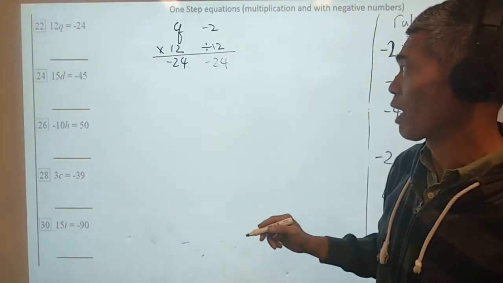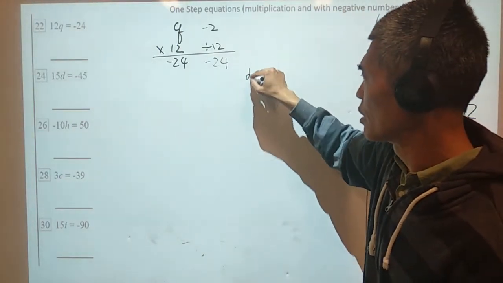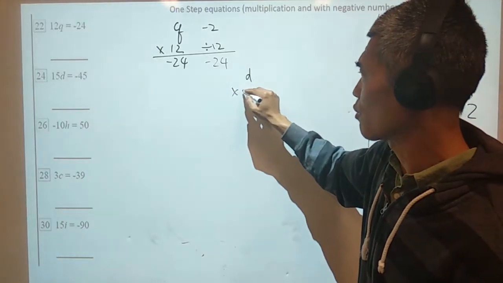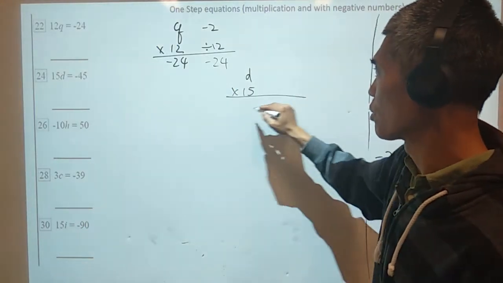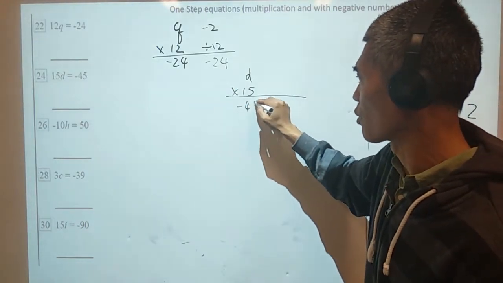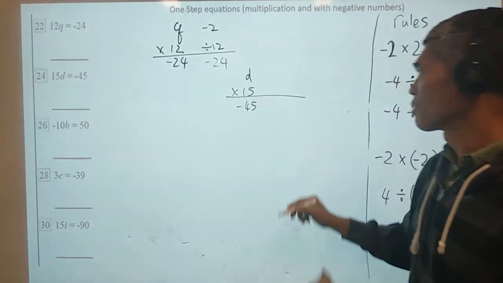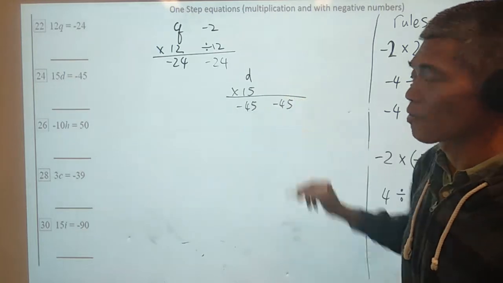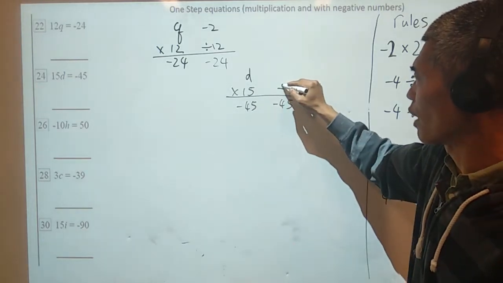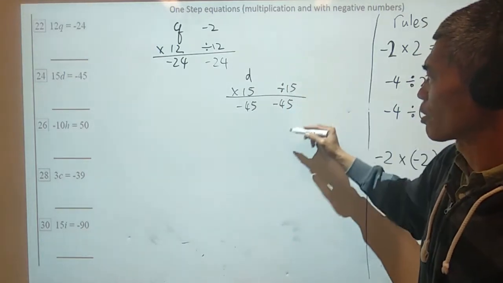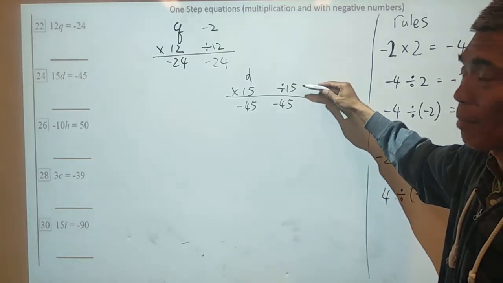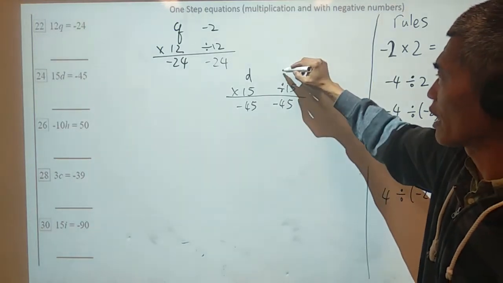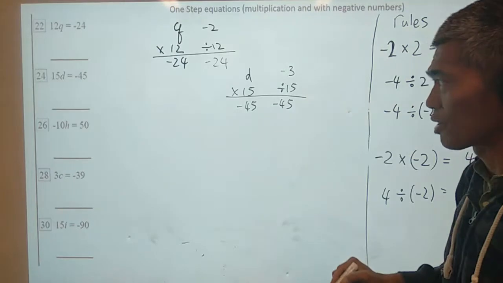Let's look at this one. 15d equals minus 45. Let's start with d. So d times 15 equals negative 45. Okay, so starting with negative 45, instead of multiplying by 15, we divide by 15. So again, you take a negative number, divide by a positive number, we should get a negative result.